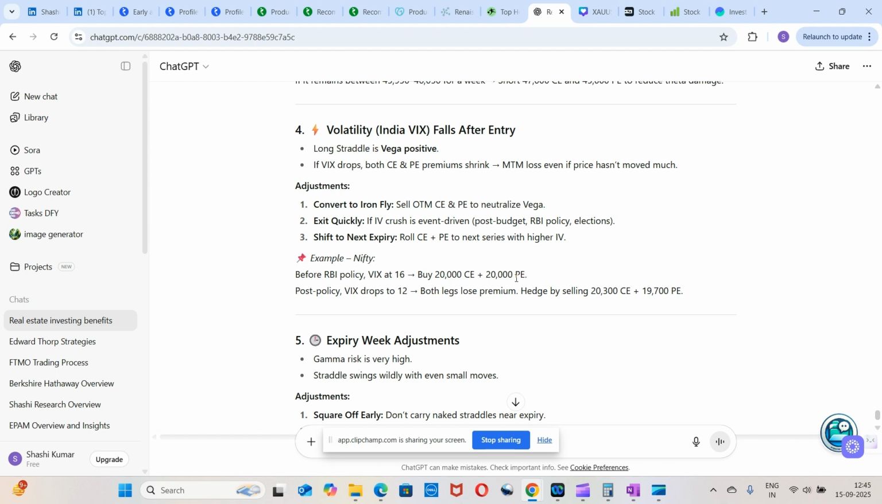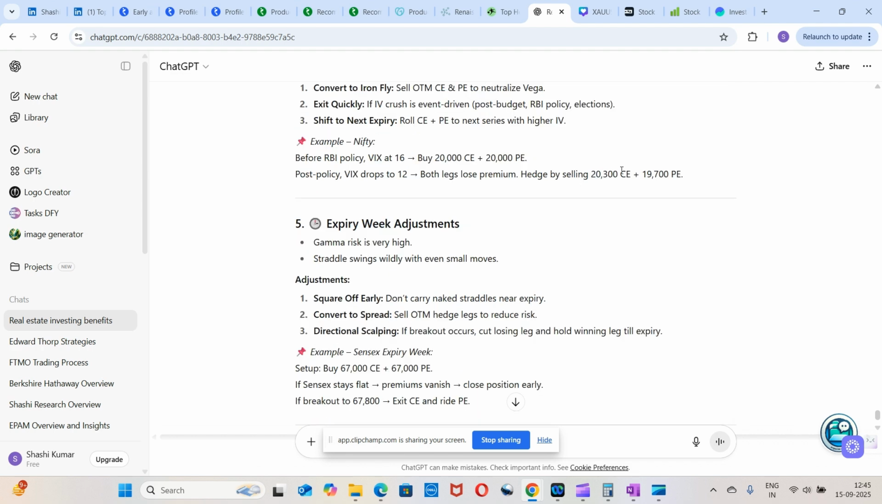For example, you bought before RBI policy with VIX at 16, you bought the 20,000 CE and PE. Post policy, VIX drops to 12. Both legs will lose premium. So you either hedge by buying a 20,300 CE or 19,700 PE, or you exit quickly, or you move it to the next expiry, 20,000 CE and PE for the next month with a higher IV.